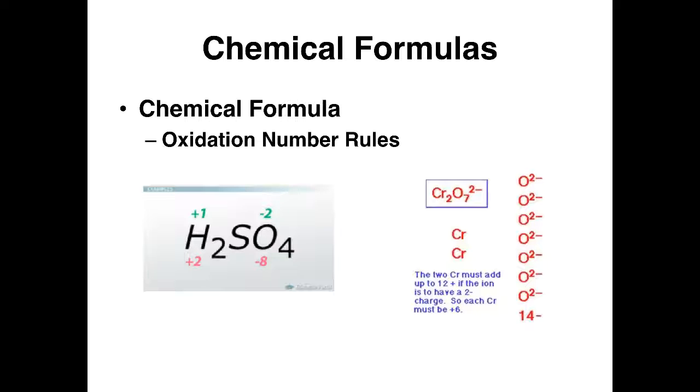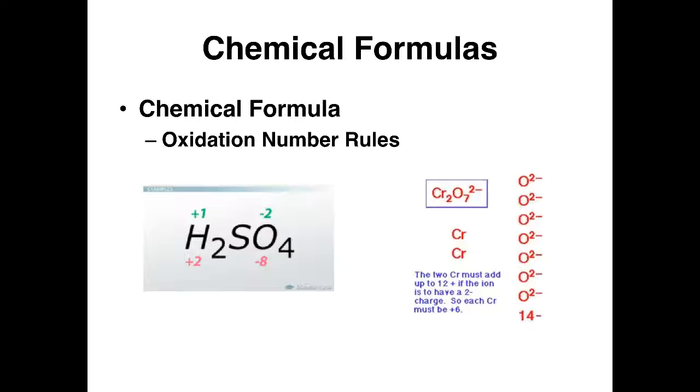And here's another example. You have chromium and oxygen. Again, you have 7 oxygens, and so that's -14, and 2 chromiums. And you have to add those up to end up with a -2 because that's the charge. Remember the ion rule. So it's 2 times some oxidation number for chromium plus 7 times -2, which is -14, has to end up equaling -2. And the only way that would happen is if chromium is +6.